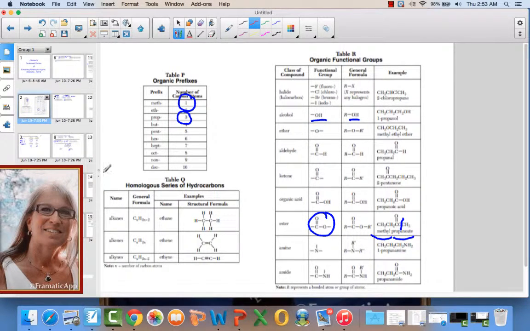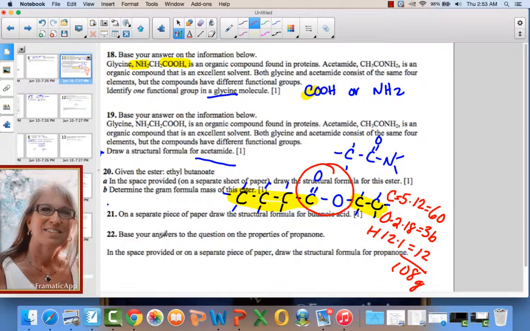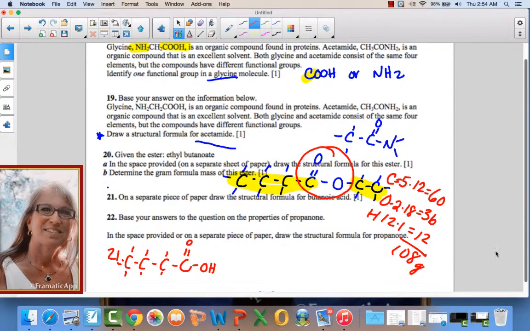So I go back to my question. So I'm going to draw this down here. So here's my functional group, C, double bond O, OH. And I need a total of 4 carbons, 1, 2, 3, 4. Make sure I have all my H's, 1, 2, 3, 4, 1, 2, 3, 4, 1, 2, 3, 4, and this one's good, 1, 2, 3, 4. So there's butanoic acid. Can move this up a little.